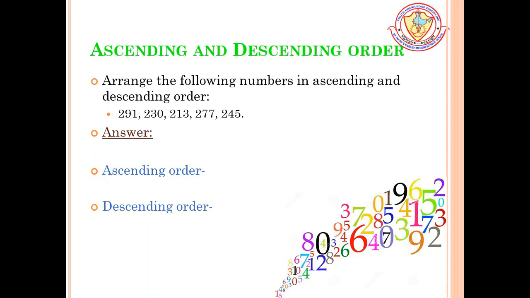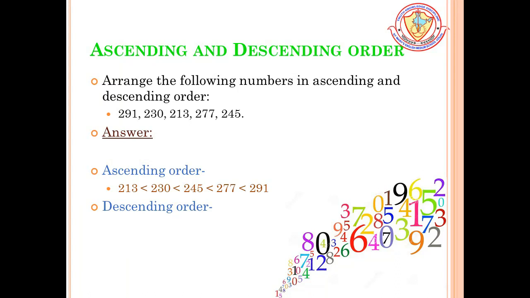Here the leftmost digits are the same. That's why you have to compare the next digit. You will get 9, 3, 1, 7 and 4. Here you can easily write which is the greatest number and which one is the smallest number. Now shall we write the ascending order? 213 less than 230, less than 245, less than 277, less than 291.